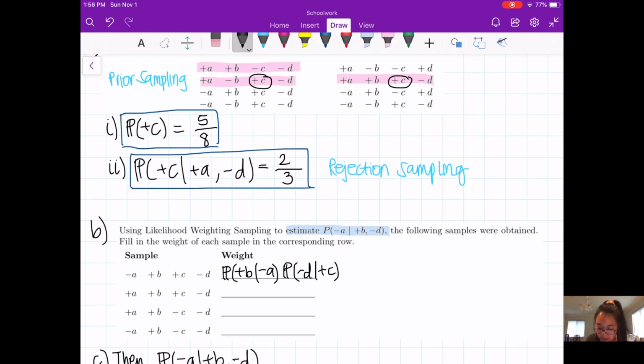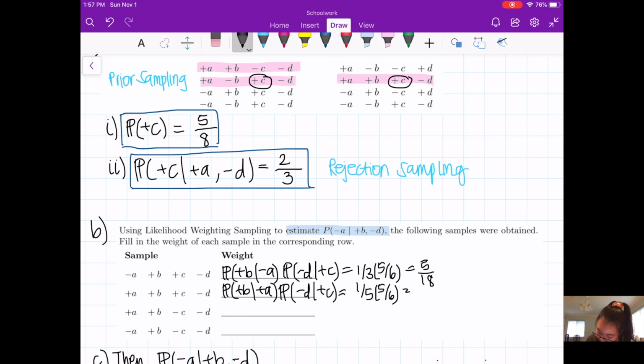So that means that here we would have 1/3 times 5/6, and this will end up giving us 5/18. Cool. And then we can do the same thing for the other three. So here we have probability of positive B, but we got a positive A in this case instead. And then we have the probability of negative D, still given positive C. So this, if we look back up on the table, will give us 1/5 times 5/6. So it will end up being 1/6. And then continuing on, probability of positive B given positive A times probability of negative D given negative C. So this will end up giving 1/5 times 1/8, so equal to 1/40.